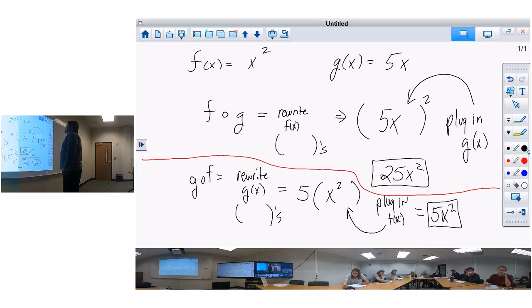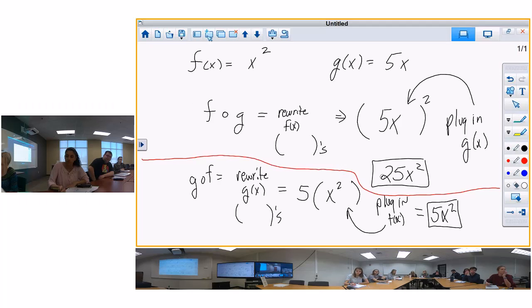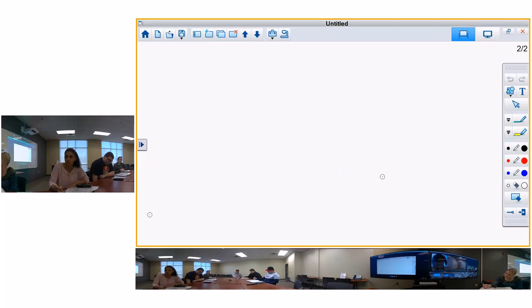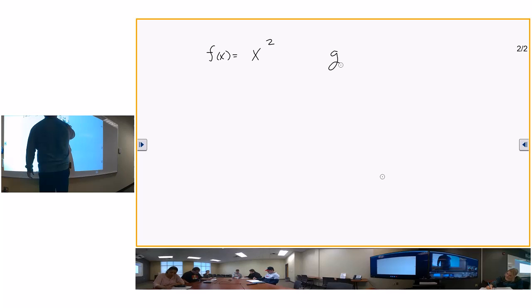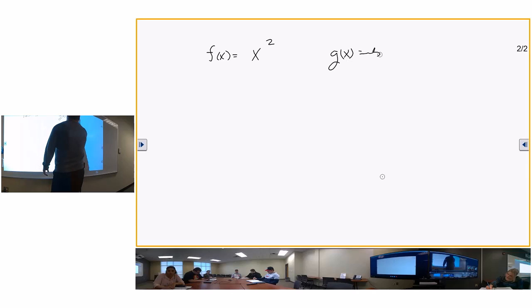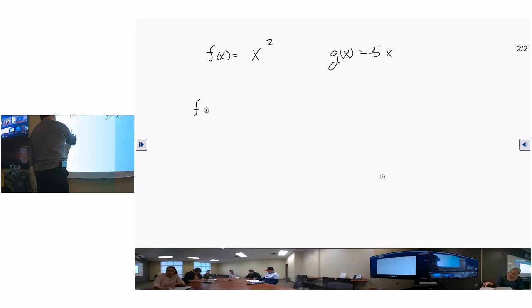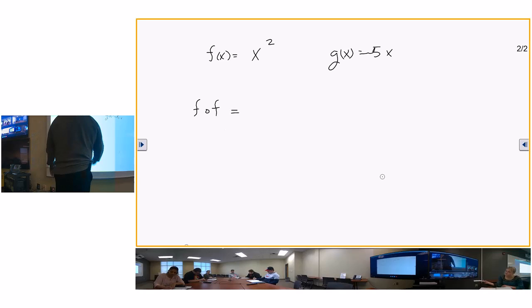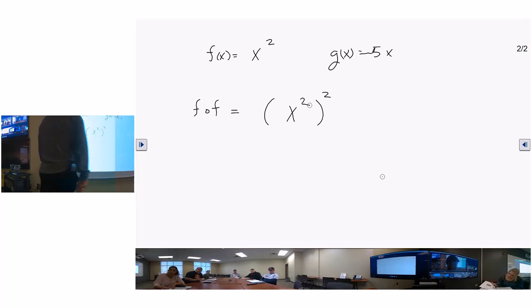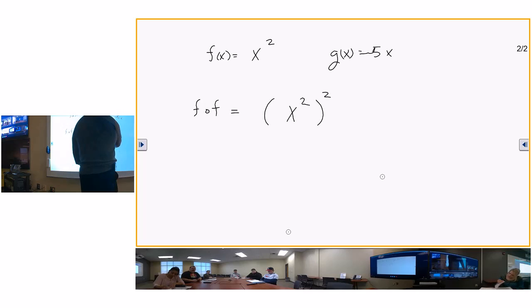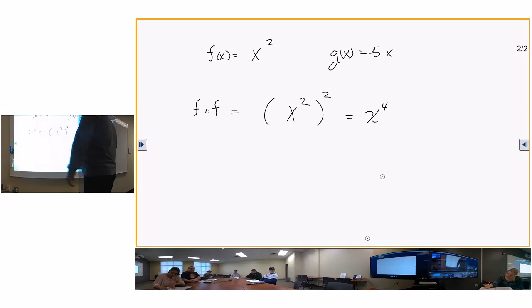So I'm going to go to the next whiteboard. And what did I say? f of x is what? x squared, and g of x is 5x. And I'm going to do f composed of f. So I'm going to rewrite f with a big set of parentheses, and I'm going to plug in f of x, squared. So what is the power rule? x to the what? x to the fourth power.